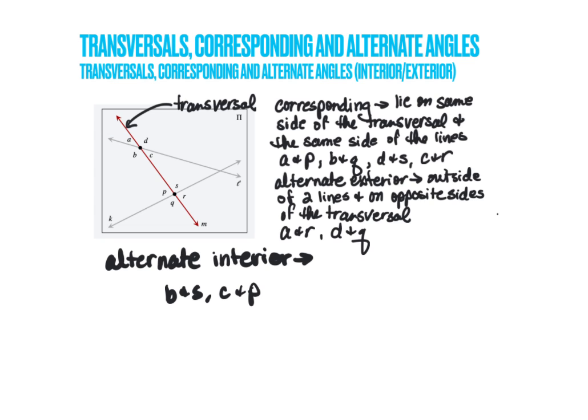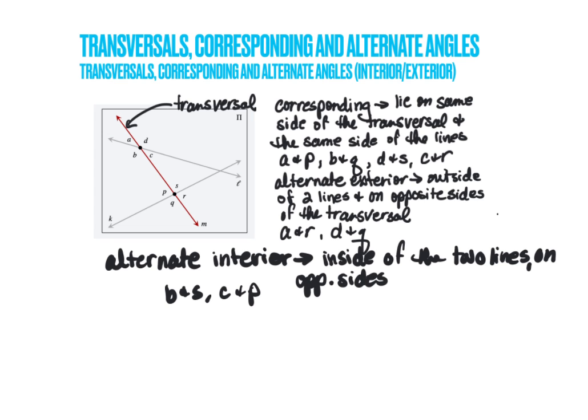Remember, they are on the inside of the two lines. And on opposite sides of the transversal. There is one more overall type of angle pair that's formed when I have a transversal intersecting two lines, and they're called same side angles.